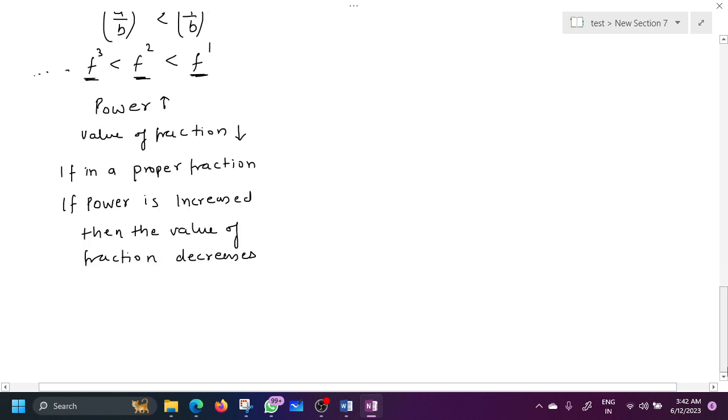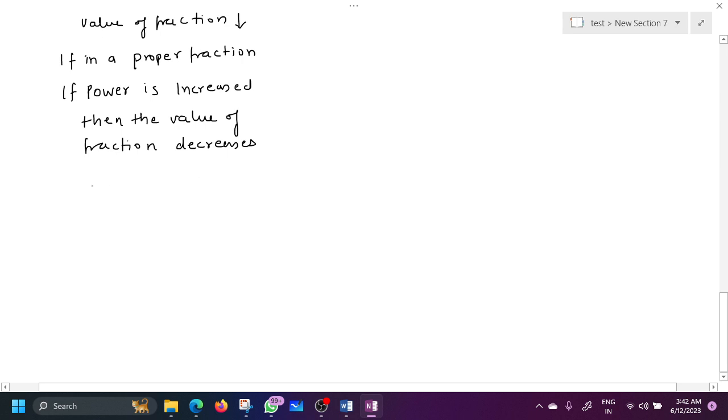Let us quickly also talk about the second case. What if in a proper fraction a by b, the power is decreased? Here the power is 1. Let us make the power of a by b less than 1, say 0.5. We are decreasing the power from 1 to 0.5. So what will happen to the fraction? Opposite of the previous case, the value of the fraction will increase. So this case I leave to you to prove. It is very easy to prove.